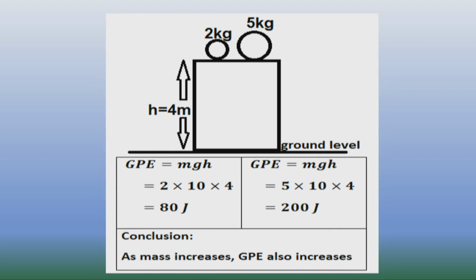The gravitational potential energy of the 2 kilogram mass is 2 multiplied by 10 multiplied by 4, which is 80 joules. The gravitational potential energy of the 5 kilogram mass is 5 multiplied by 10 multiplied by 4, and this is 200 joules. We see that gravitational potential energy depends on the mass of the object. The larger the mass of the object, the larger is its gravitational potential energy.